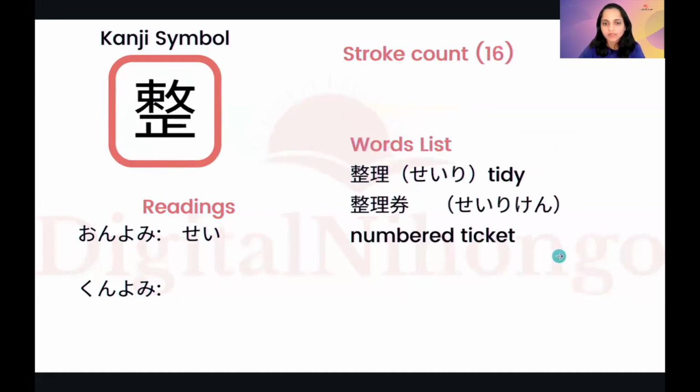Then next one is say. Say from seri. Seri is tidy. Seri can, number ticket. Say. This kanji is there in tadashi, that is correct, and these two parts. So you can divide this kanji into three different parts. Okay, say, seri or seriken.